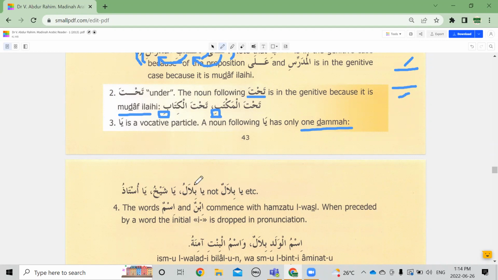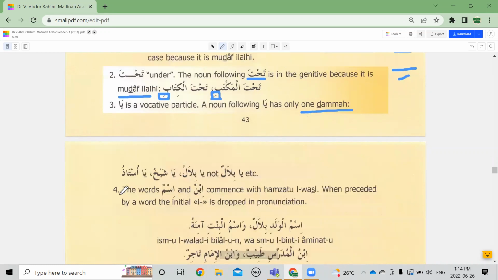When the tanween drops, it is called ghayr munsarif. So the ya is making the noun ghayr munsarif. Try to remember the name if you can, but if you can't, then just remember that because of this ya, the tanween will drop on the next noun. So it will be ya Bilalu, ya Shaykhu, ya Ustadu.